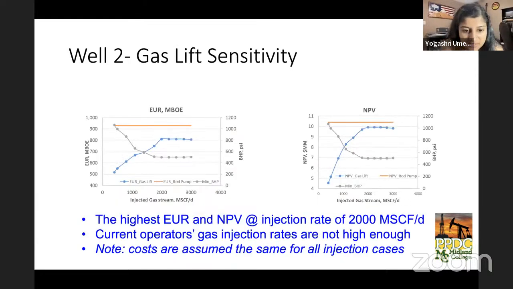Then you'll have the gas lift sensitivity. We asked the question, what was the optimal gas lift injection rate in order to get the same competitive cum as you would with an ESP? The highest EUR and NPV injection rate was at 2 million, and current operators' gas injection rates are not that high. So therefore, gas injection in the Lower Sprayberry was not going to be efficient for a low pressure, high GLR, high liquid producing well.